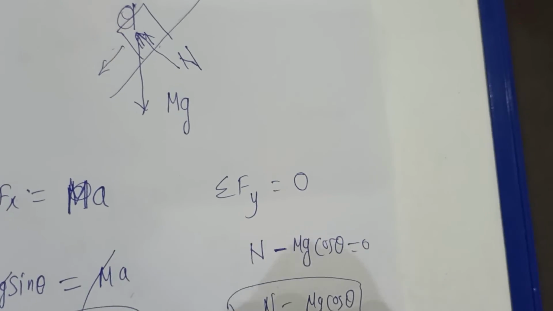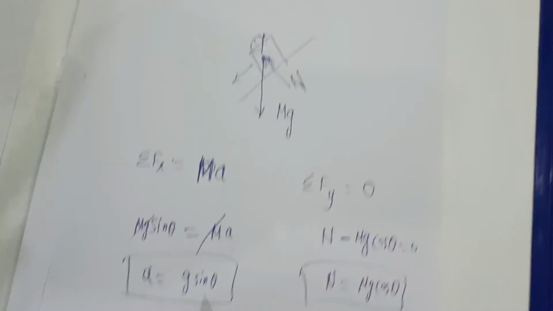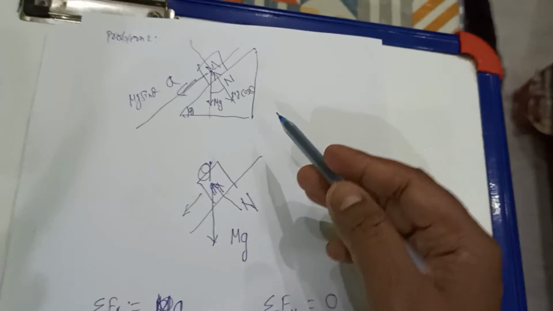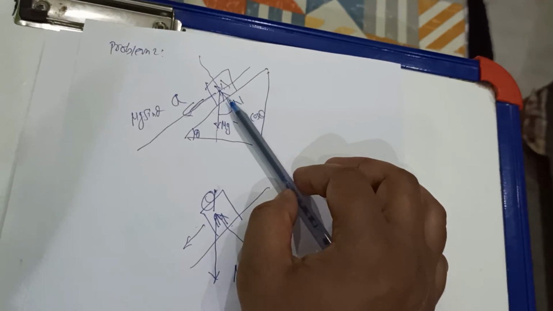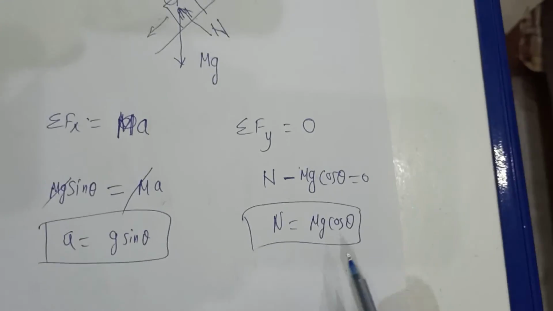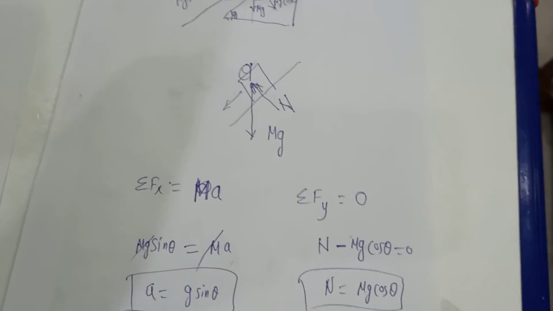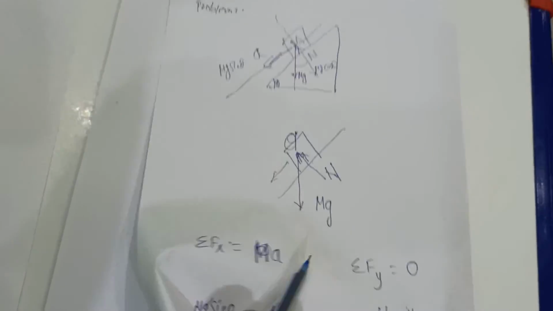Now you can see that we have found the acceleration with which this block is sliding, a is g sin theta, and the force this inclined plane is exerting on the block. We got this using the free body diagram. How handy the free body diagram is. And the last problem I am going to discuss. What was the last problem?